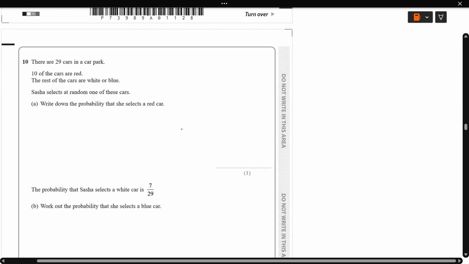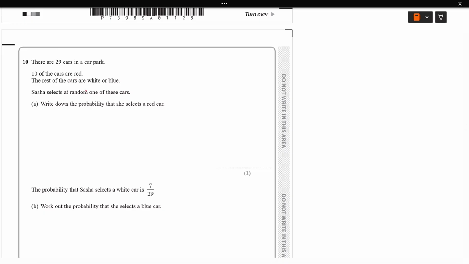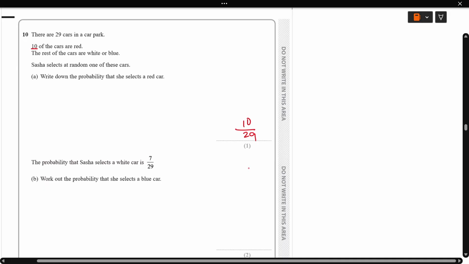There are 29 cars in a car park. 10 cars are red. The rest of the cars are white or blue. Sasha selects one of these cars at random. Write down the probability that she selects a red car. So red, we know there are 10 cars. So 10 by the total number of cars, 29. 10 by 29 is the probability.